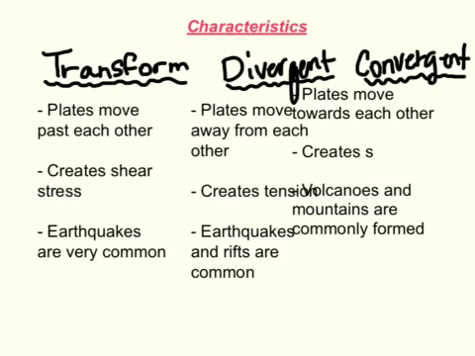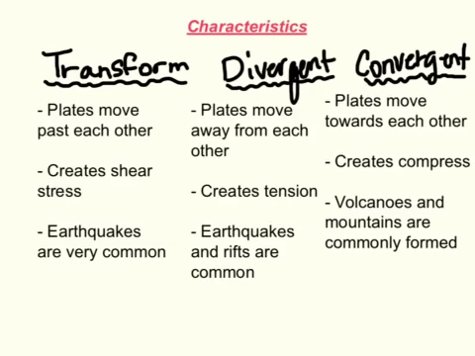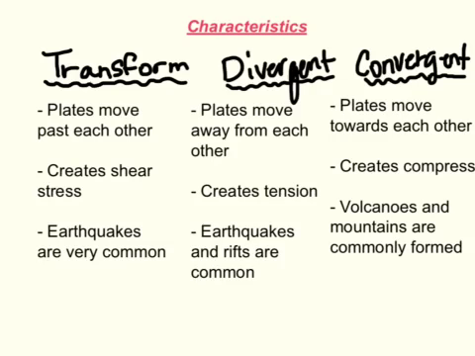And on convergent boundaries, which are the ones that move towards each other, they create a stress called compression, which is when the two plates collide and they have nowhere to go, so they just compress and compress. And volcanoes and mountains are very commonly formed on those.